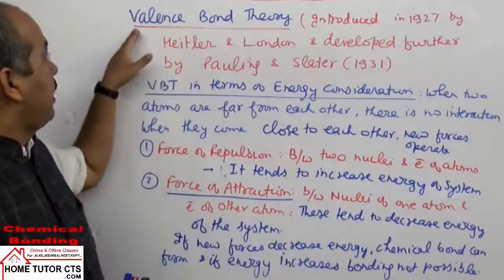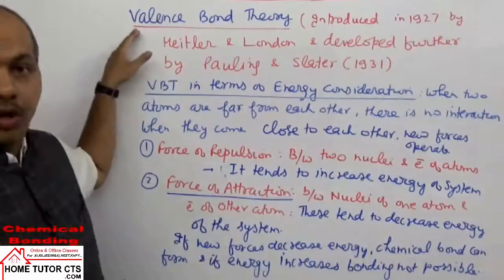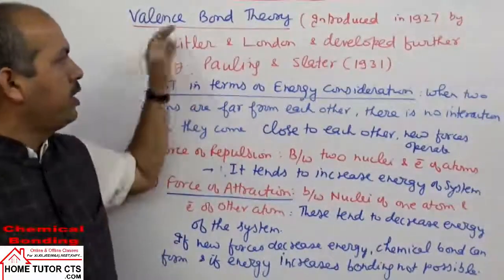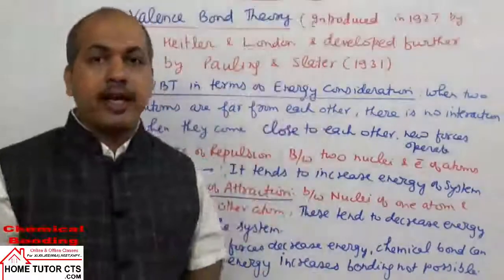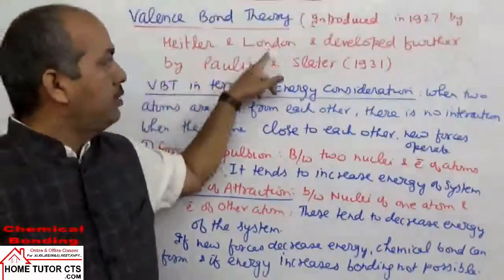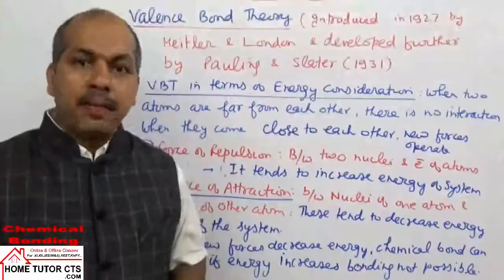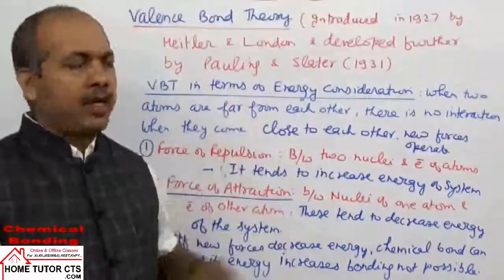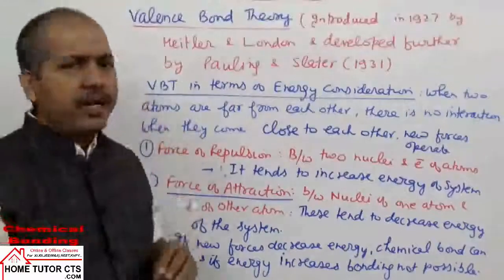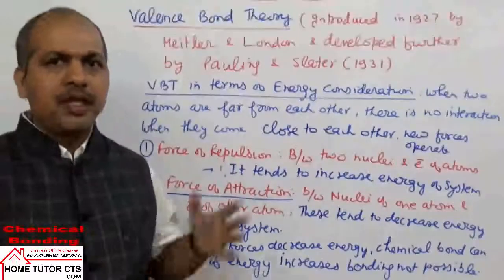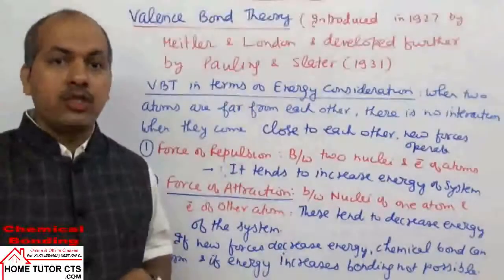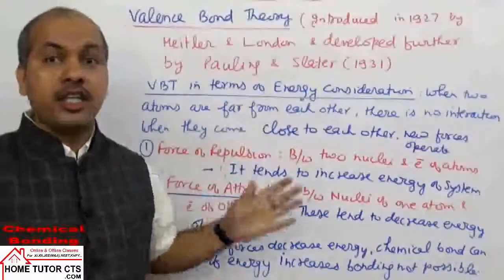Hello students, now we start our next topic in bonding, valence bond theory, also in short called VBT. This theory was first introduced in 1927 by scientists Heitler and London and developed further by Pauling and Slater in 1931. So let us first try to understand the basis of this theory, how it helps in understanding the structure of molecules in terms of energy considerations.